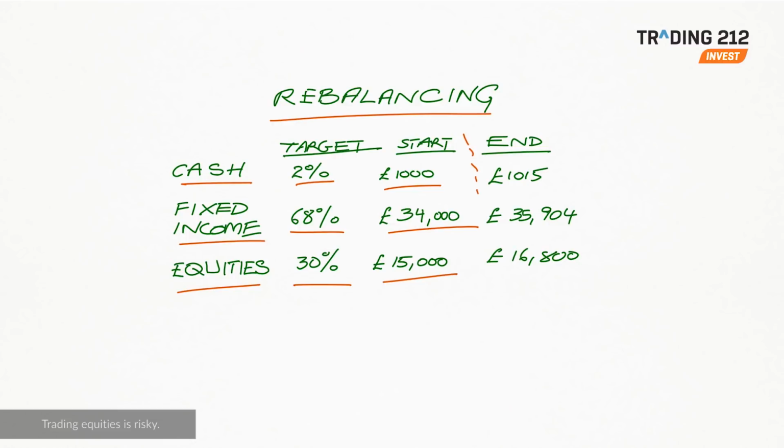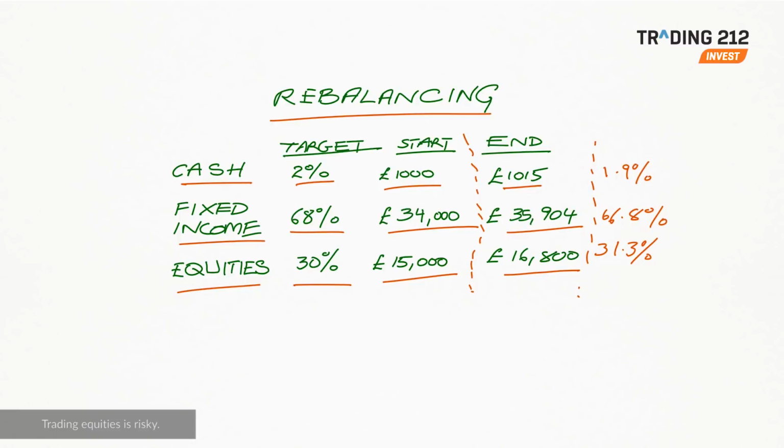And they check at the end of the period, let's say it's the end of the year, and the cash has increased to £1,015. Fixed income products have increased to £35,904, and the equities holding is now worth £16,800. So the percentage makeup of the portfolio has changed because of the outperformance of equities. This is now worth 31.3% of the portfolio. Fixed income is now 66.8% of the portfolio, and cash is just 1.9%.